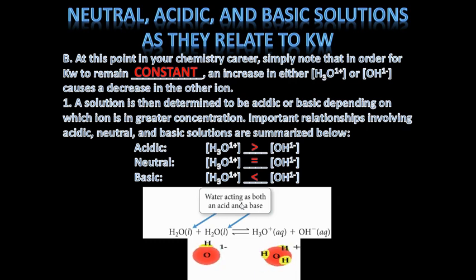Again, to simplify a few things, it's important to remember that Kw is a constant, and increasing either the hydronium or hydroxide ion concentration will cause a decrease in the other in order to keep that value of Kw the same. You can then determine whether or not a solution is acidic, basic, or neutral, depending on which ion is in greater concentration. If you think about your neutral starting point as those concentrations being equal, we will classify a solution as acidic if there's more hydronium ion than hydroxide, or basic if there's more hydroxide than hydronium.